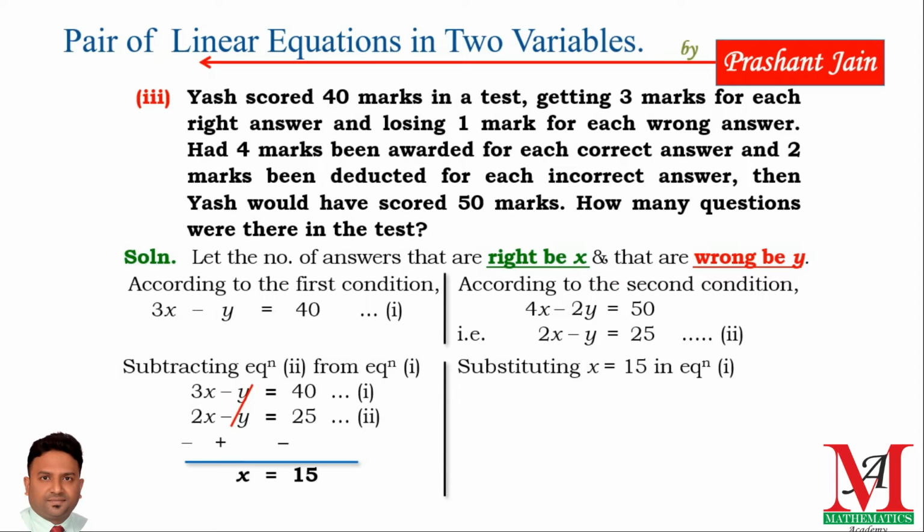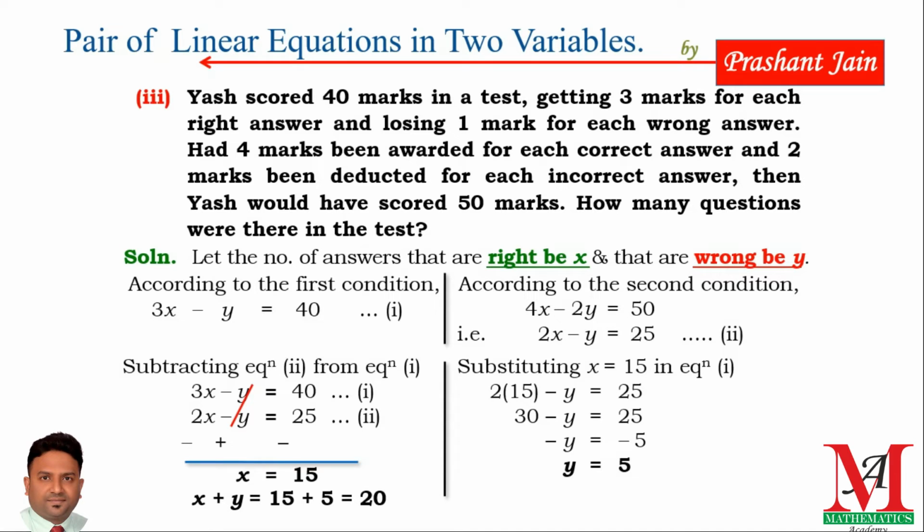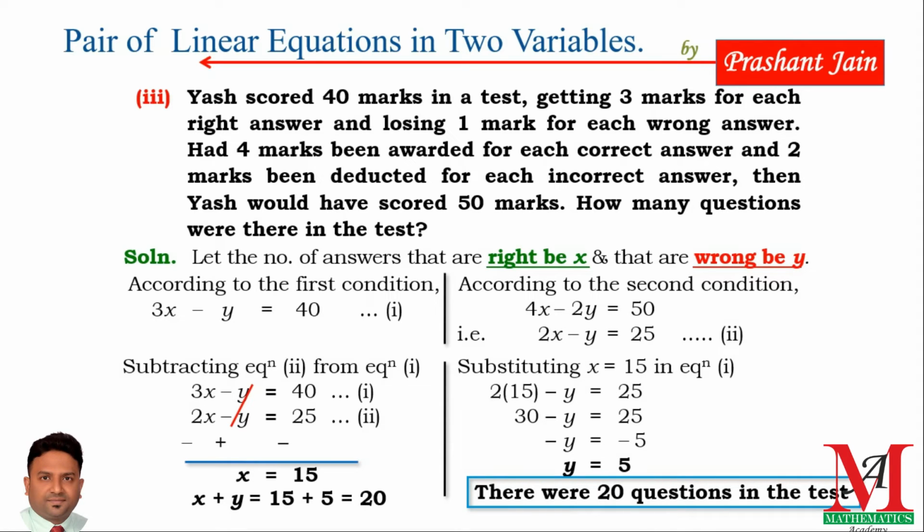Now put the value of x equal to 15 in equation number 1. Sorry, I am going to put this in equation number 2. Again, this is by mistake. 2 into 15 minus y is equal to 25. On calculation, we get the value of y, that is 5. And we need to find the number of questions. The number of questions is x plus y, because right questions are x and wrong questions are y, and that makes the total number of questions 20.